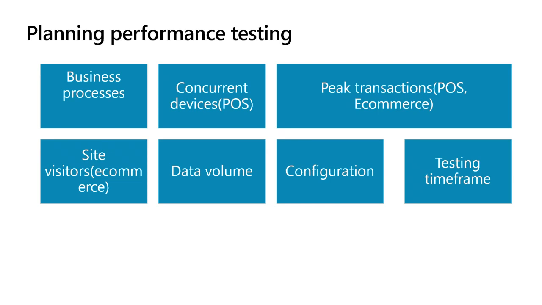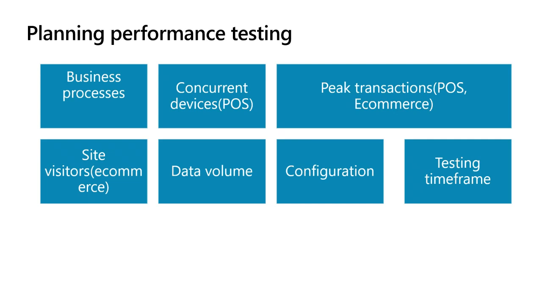Let's now go into the planning phase. Before starting performance testing, the team should go through the planning phase and generate a detailed performance test plan. The test plan should contain details of commerce performance testing, like the list of critical business processes, for example, checkout process, price lookup, customer creation, etc.